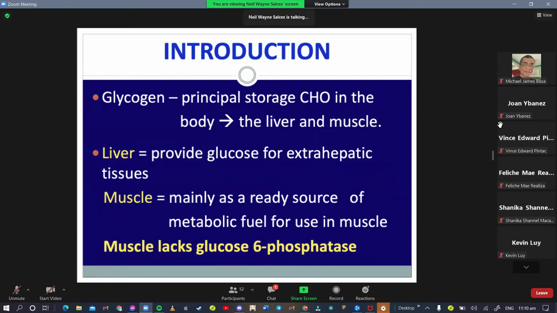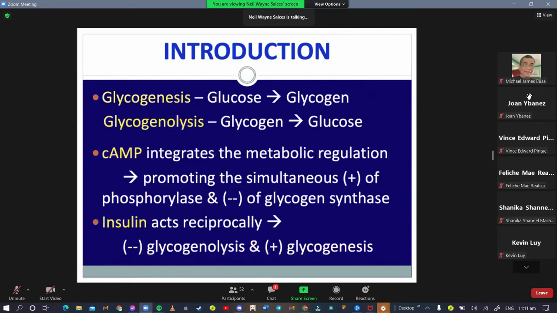So your glycogen is the principal storage carbohydrate in the body, particularly in the liver and the muscle. So your liver provides glucose for extrahepatic tissues, while your muscle mainly serves as a ready source of metabolic fuel for the use of the muscle itself. So take note that your muscle lacks glucose 6 phosphatase. This is an important differentiation of the enzyme that is found between your muscle and the liver, because your muscle lacks glucose 6 phosphatase.